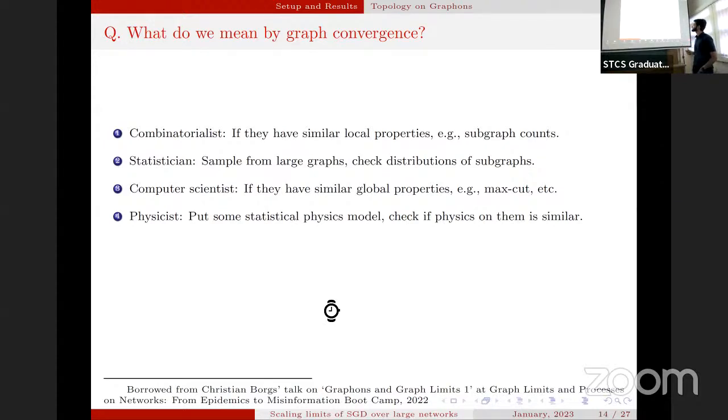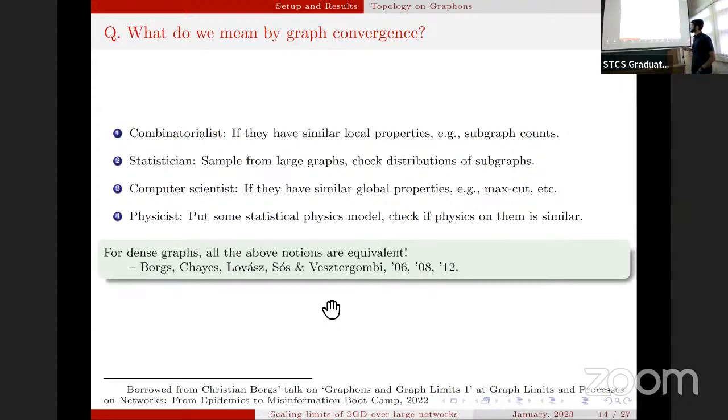A computer scientist would say, I care about global properties. Like, what about max cut? It's a global property. I will say that two graphs are the same if the max cut values of the two graphs are similar. Very valid. Now, a physicist might come and say that, okay, everything is static in this world. I want to do some dynamics on this graph. I will put some statistical physics model and check if the free energy is the same in the two graphs over some statistical physics model.